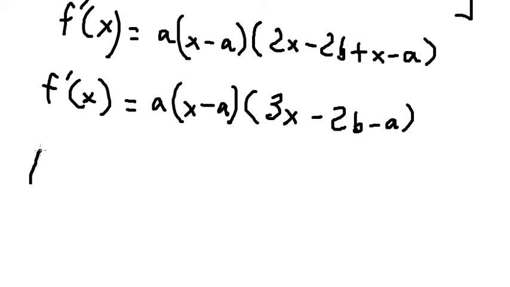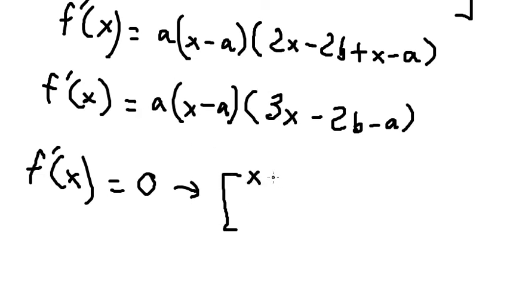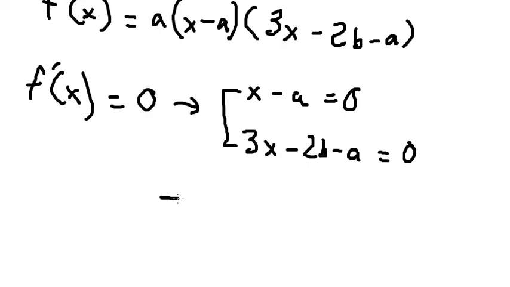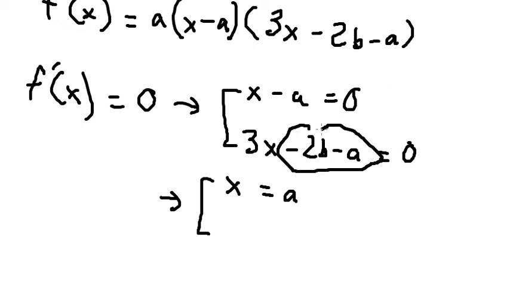So the next step, we set the derivative of the function equal to number 0. So this is equal to 0, and we have s minus a equals 0, or 3s minus 2b minus a equals 0. So we have s equals a. We move negative a to the right, and this one we put on the right, and we divide by number 3.